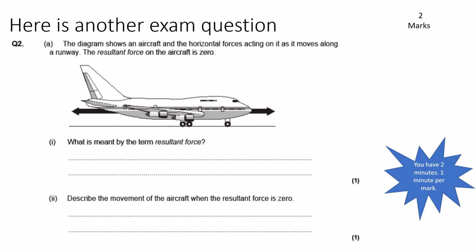So here's another exam question. The diagram shows an aircraft and the horizontal forces acting on it as it moves along the runway. The resultant force on the aircraft is 0. What is meant by the term resultant force? Then describe the movement of the aircraft when the resultant force is 0. These are 1 mark each, so you don't need to have that much detail. Pause the video here, answer the questions.